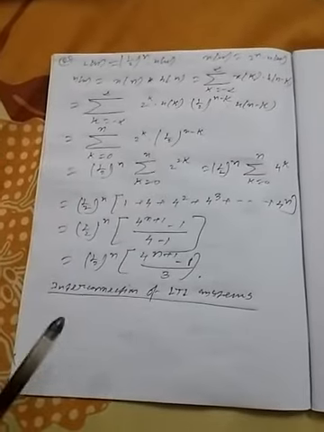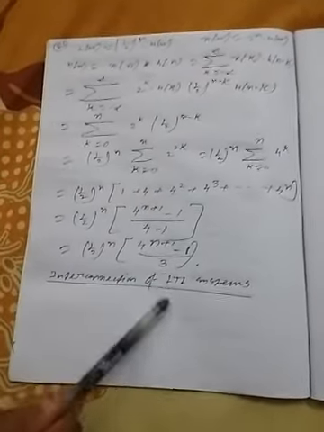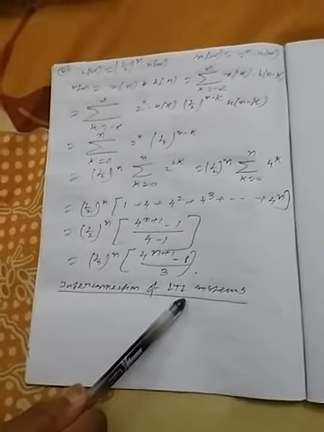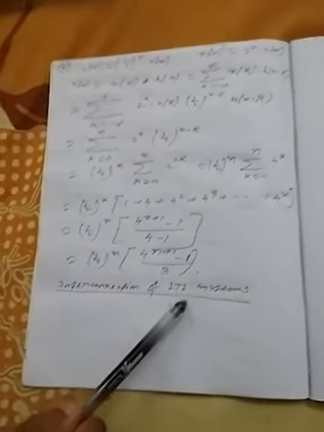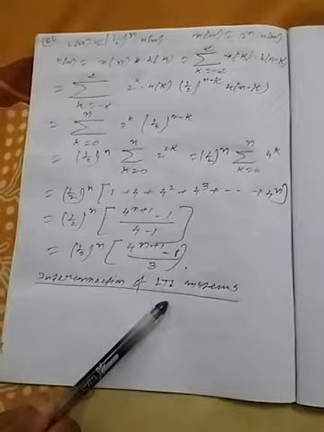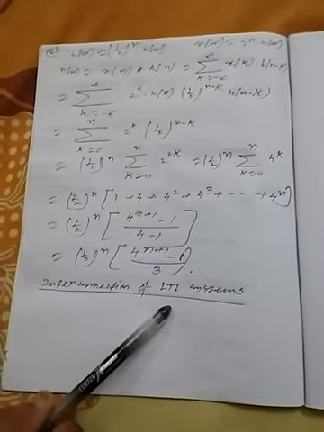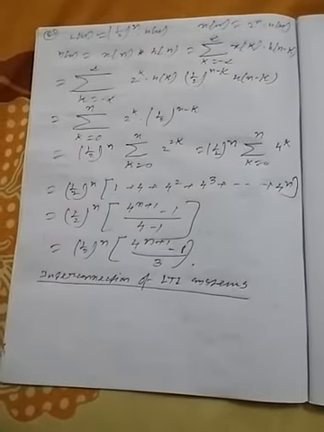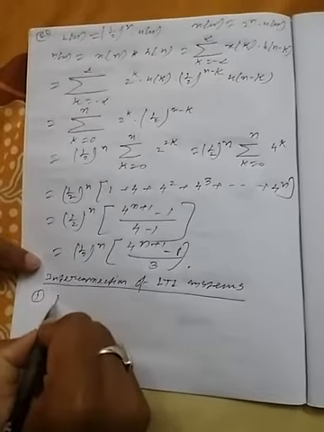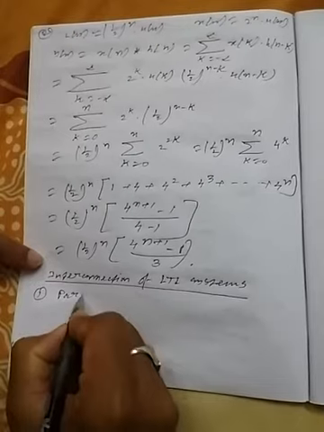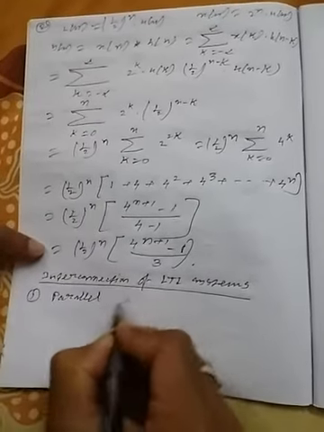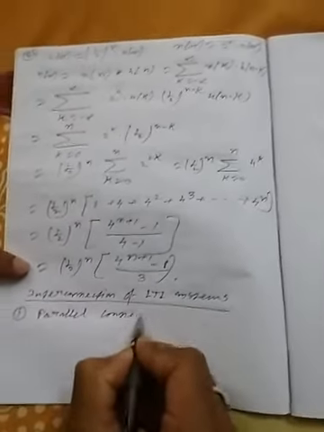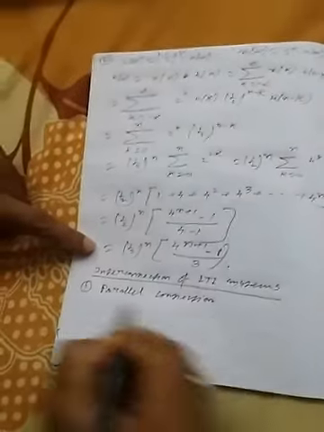Now interconnection of LTI systems. What is LTI? Linear time invariant system. This is also called linear shift invariant system. Now there are two types of interconnection. One is parallel connection and another one is cascade connection. So first one is parallel connection.